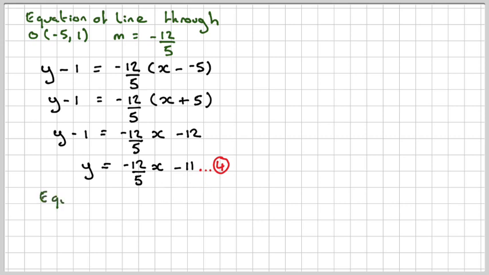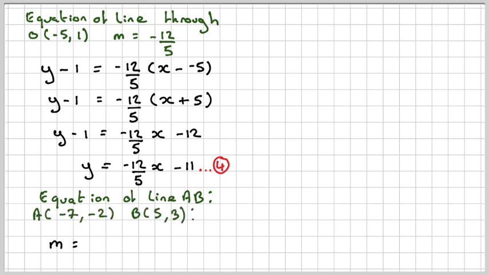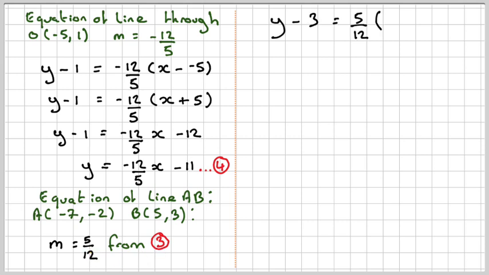We also now need to find the equation of the line AB. So we'll need the gradient of AB, which we've already found, which is 5 over 12. And therefore we're going to do y minus y1 equals 5 over 12 times (x minus 5). We just need to take one of these two coordinates. I took B because these were both positive. I just thought it might be a bit easier. So y minus 3 will be 5 over 12x minus 25 over 12.